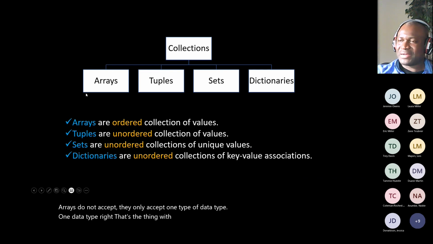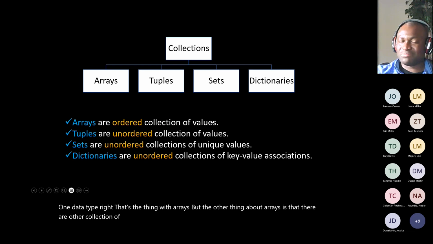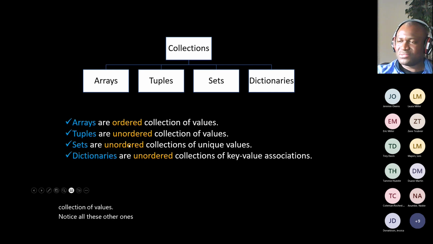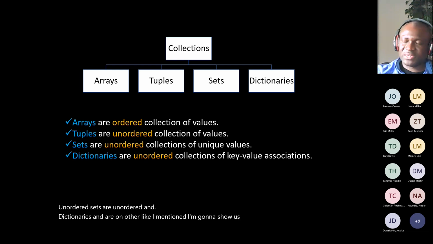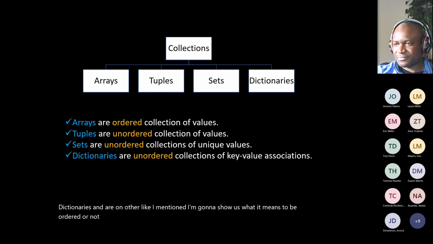But the other thing about arrays is that they are an ordered collection of values, and I'm going to show you what it means to be an ordered collection of values. Notice all these other ones, tuples are unordered, sets are unordered, and dictionaries are unordered. Like I mentioned, I'm going to show us what it means to be ordered or not ordered.